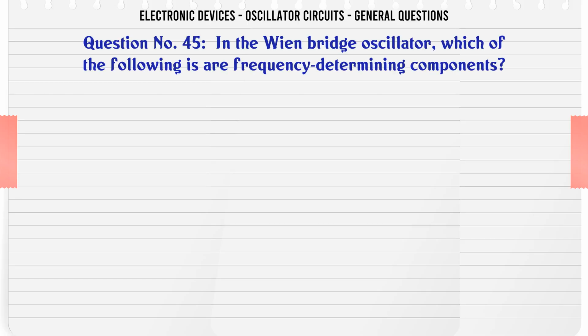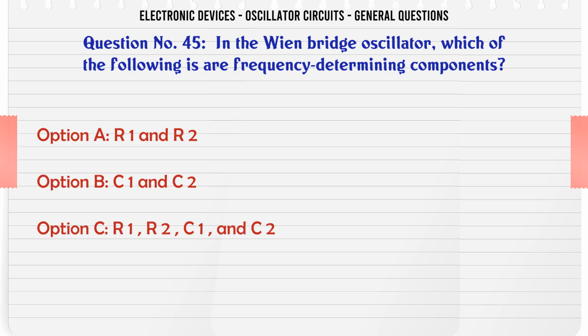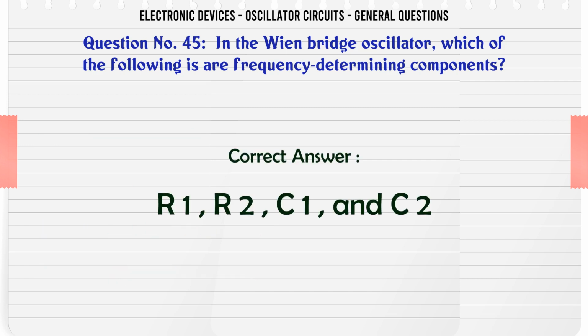In the Wien bridge oscillator, which of the following are our frequency determining components? A. R1 and R2. B. C1 and C2. C. R1, R2, C1 and C2. D. None of the above. The correct answer is R1, R2, C1 and C2.